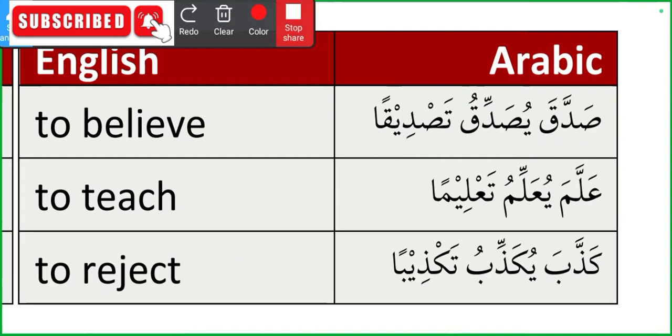Very good. MashaAllah. And how do you make اسم فاعل? You place a meme instead of the ya. You remove the ya and place a meme.